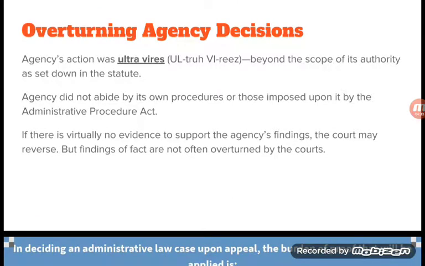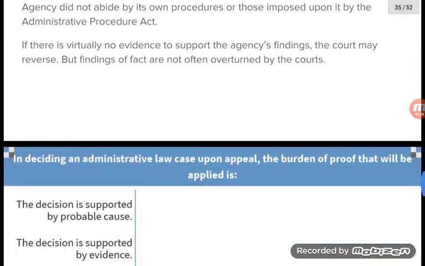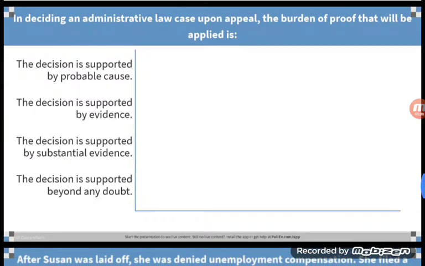Overturning agency decisions. Agency actions that are ultra vires, beyond the scope of its authority, are set down in statute. If the agency did not abide by its own procedures or those imposed upon it by the Administrative Procedure Act, or if there is virtually no evidence to support the administrative agency's findings, the court may reverse. So these are difficult levels to reach in order to get an overturning of an agency decision once you do get outside of that ALJ courtroom.